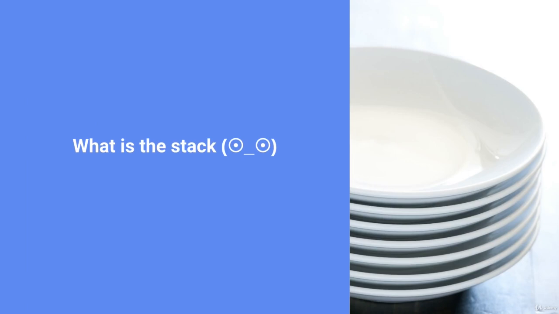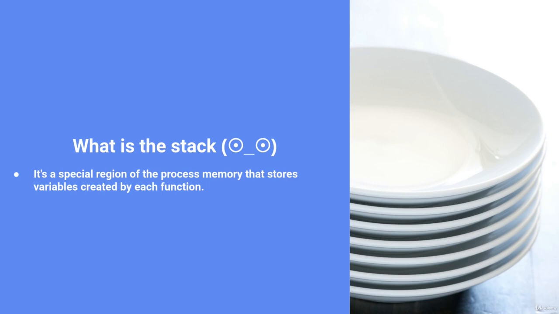What is the stack? The stack is a special region of the process memory that stores variables created by each function. The memory for each function is called a stack frame, and this is where our local variables live. For every function call, a new stack frame is allocated on top of the current one. Only the function that created the stack frame has access to it. This is what gives scope to our functions.